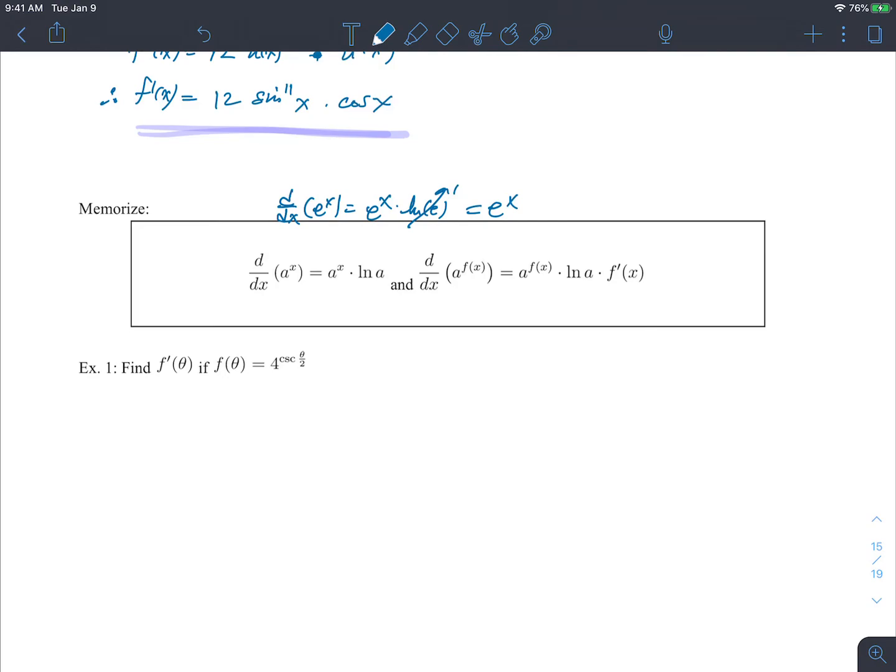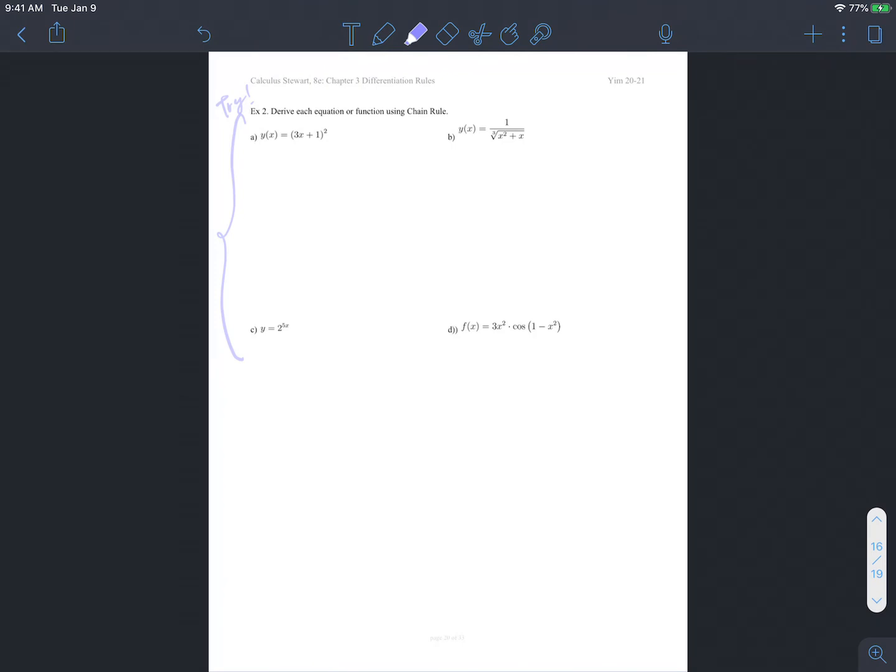Now the difficulty comes in when instead of having an x over here, let's say you have a function. Well, that's basically as it is, times the ln of a, times the derivative of that. So how do you apply the chain rule for this? So how do I do this one? Okay. So f prime of theta, copied as it is, cosecant theta over 2, times the ln of the base, which is 4. I want you to try these 4 problems first.